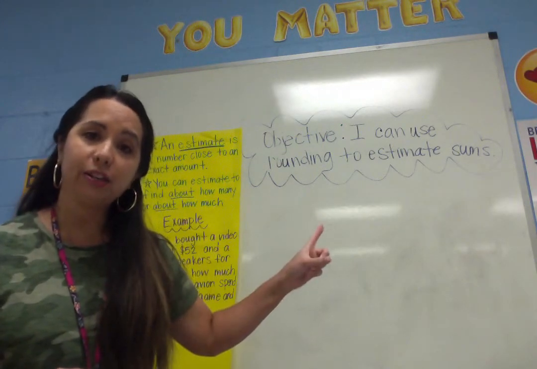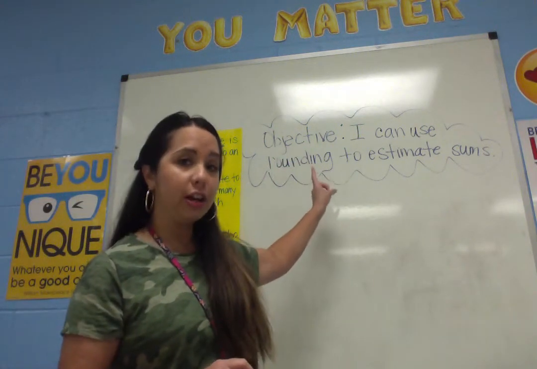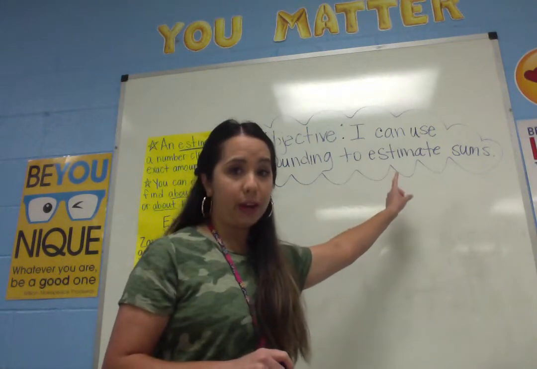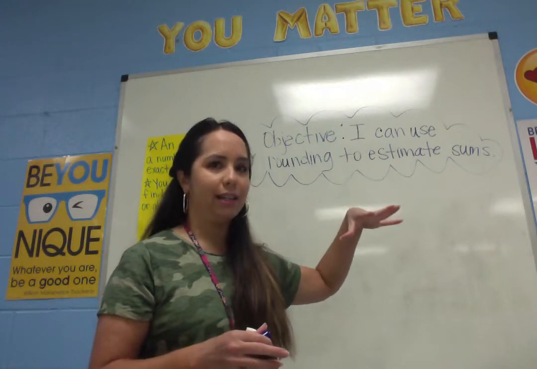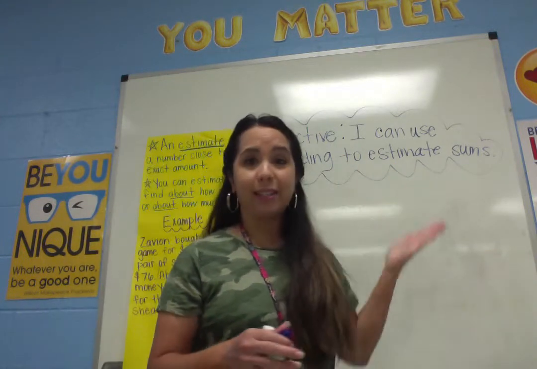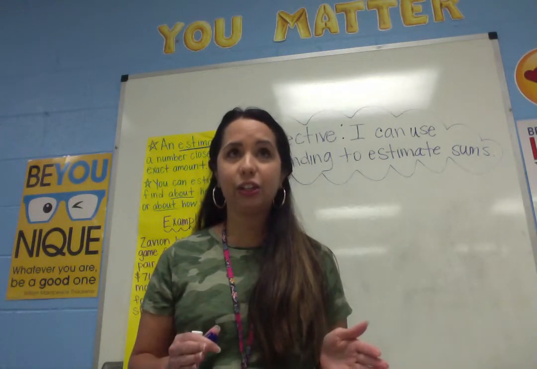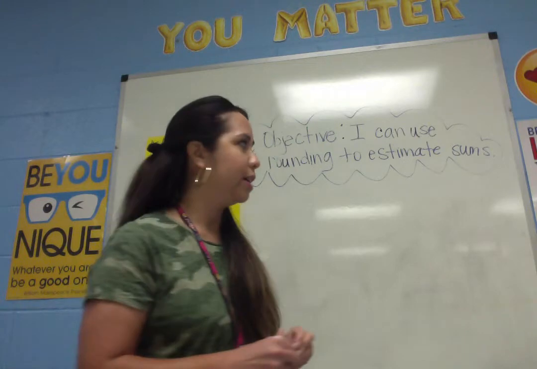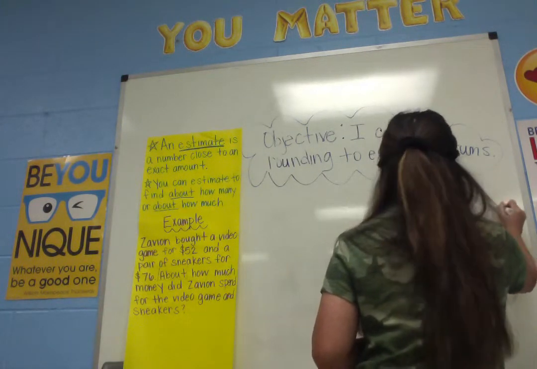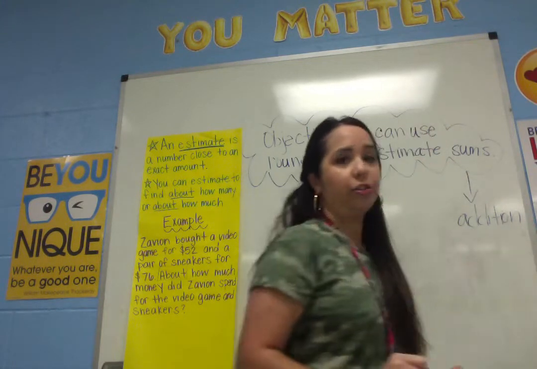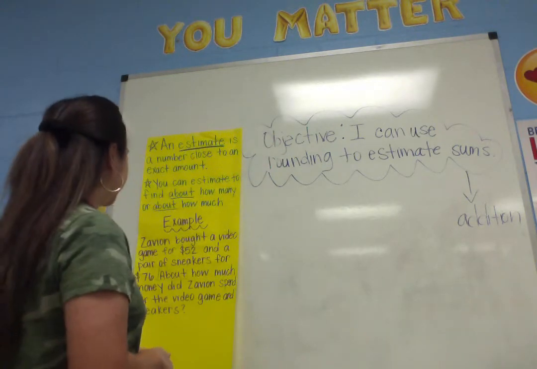Now let me quickly go back to our objective. Our objective says I can use rounding. That's our strategy today, to be able to estimate, to get that answer that is close to the exact answer. And we're going to estimate sums. Well, we know a sum in math is the answer to an addition problem, okay? I'm going to draw an arrow and write addition. So today, the operation that we are using is only adding. We're using addition. All right, so let me set this up.